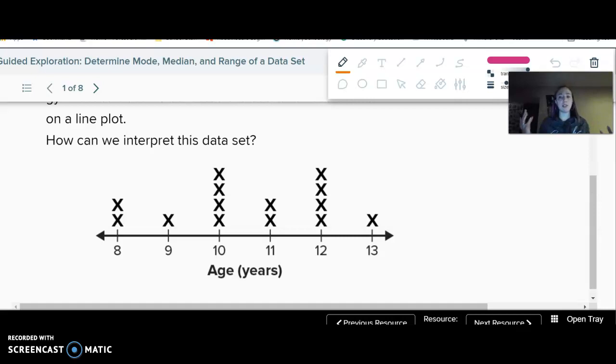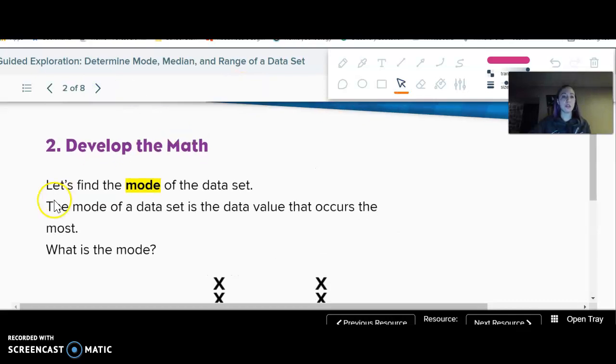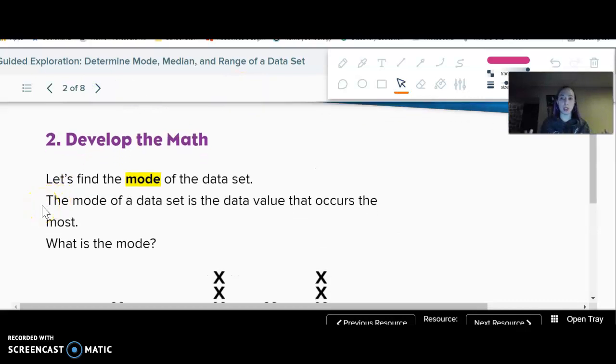So then we can figure out some information about it, because sometimes it's helpful to be able to say like the median is this or the range is this to help people understand it without necessarily seeing the line plot itself. So the first thing is finding the mode. Now, mode tends to be the easiest one. You might have heard of it before. Go ahead on your notes. You'll write down a note to yourself what it is in case you forget.